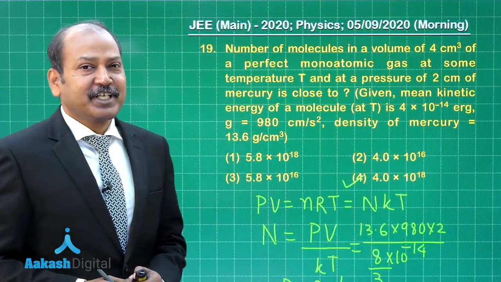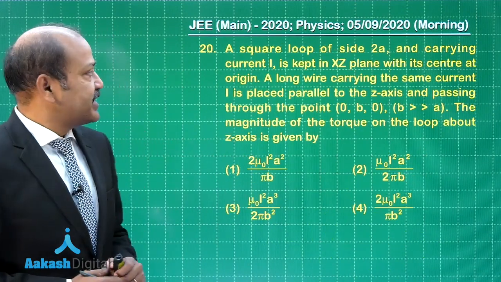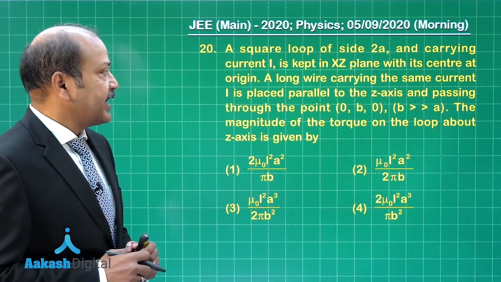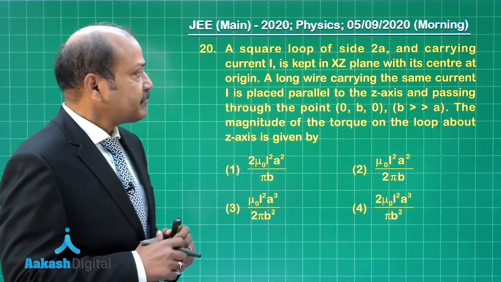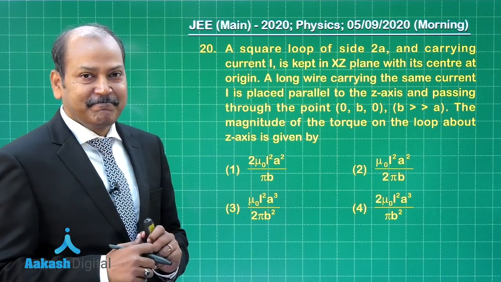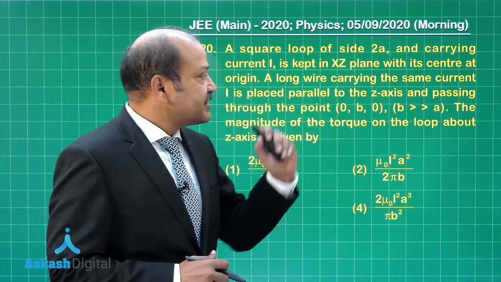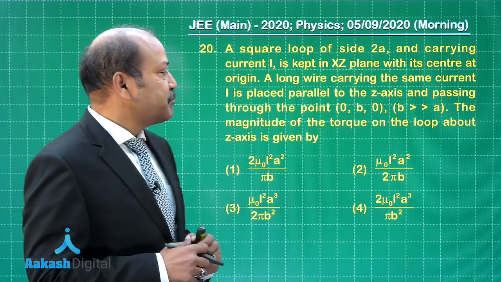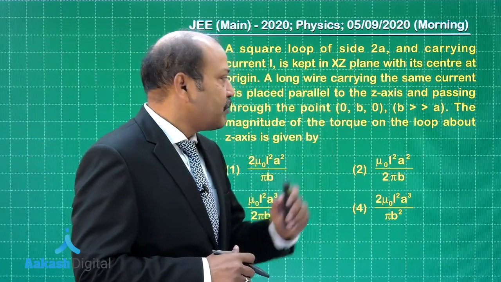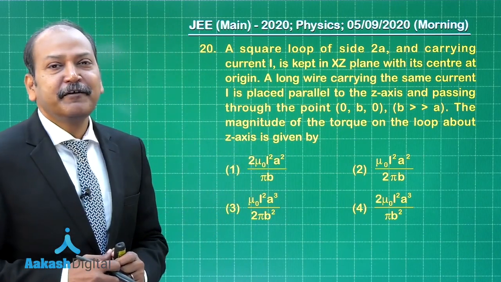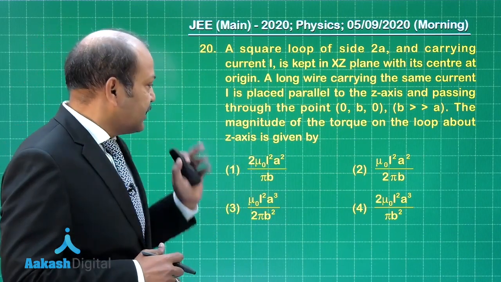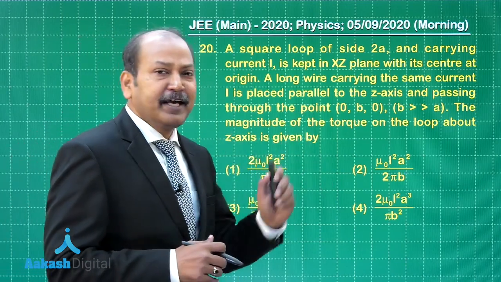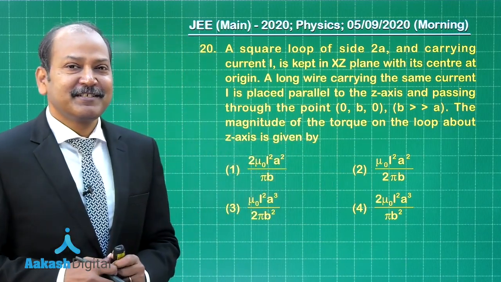Let us go to question number 20 now. Question 20 says a square loop of side 2A and carrying current I is kept in the XZ plane with its axis at the origin. A long wire carrying the same current I is placed parallel to the Z axis and passing through the point (0, B, 0), where B is very large compared to A. The magnitude of the torque on the loop about the z axis is given by what?